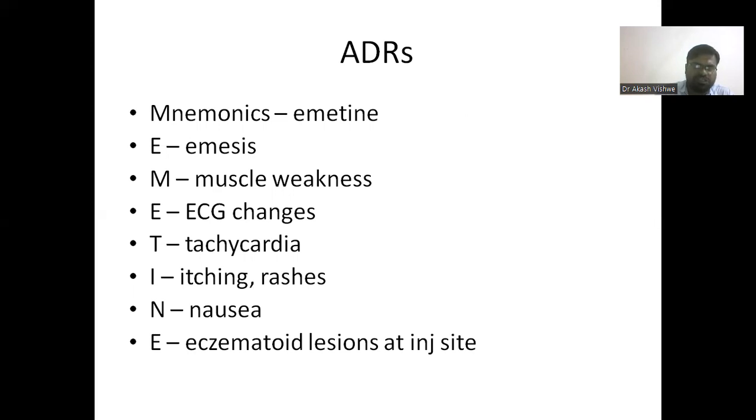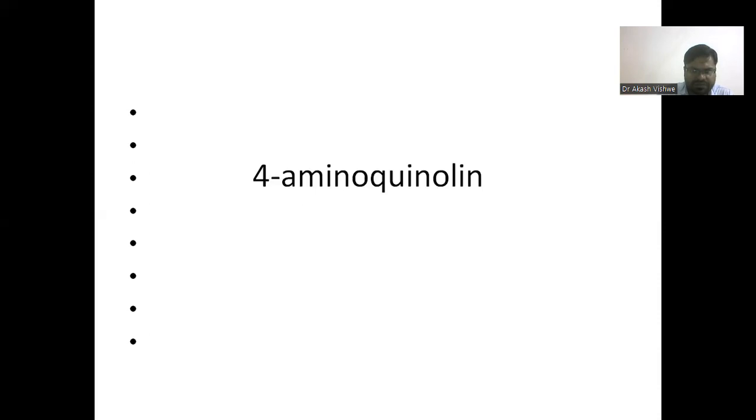Here we have a mnemonic, so you can remember it. The mnemonic word is EMETINE. E for emesis, M for muscular weakness, E for ECG changes, T for tachycardia, I for itching and rashes, N for nausea, and E for eczematoid lesions at the injection sites. So these are some important ADRs.